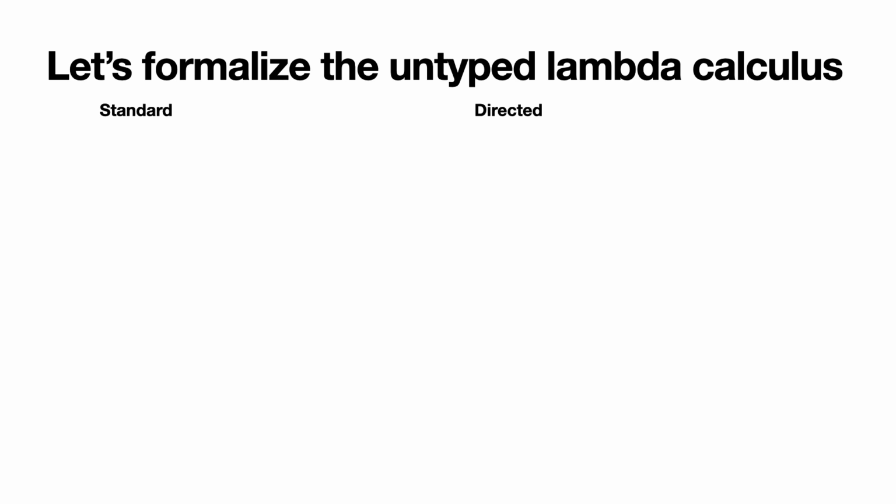So let's get started. First, we're going to define a type of contexts, and we have an empty context, and given any context, we can extend it and introduce a new variable.